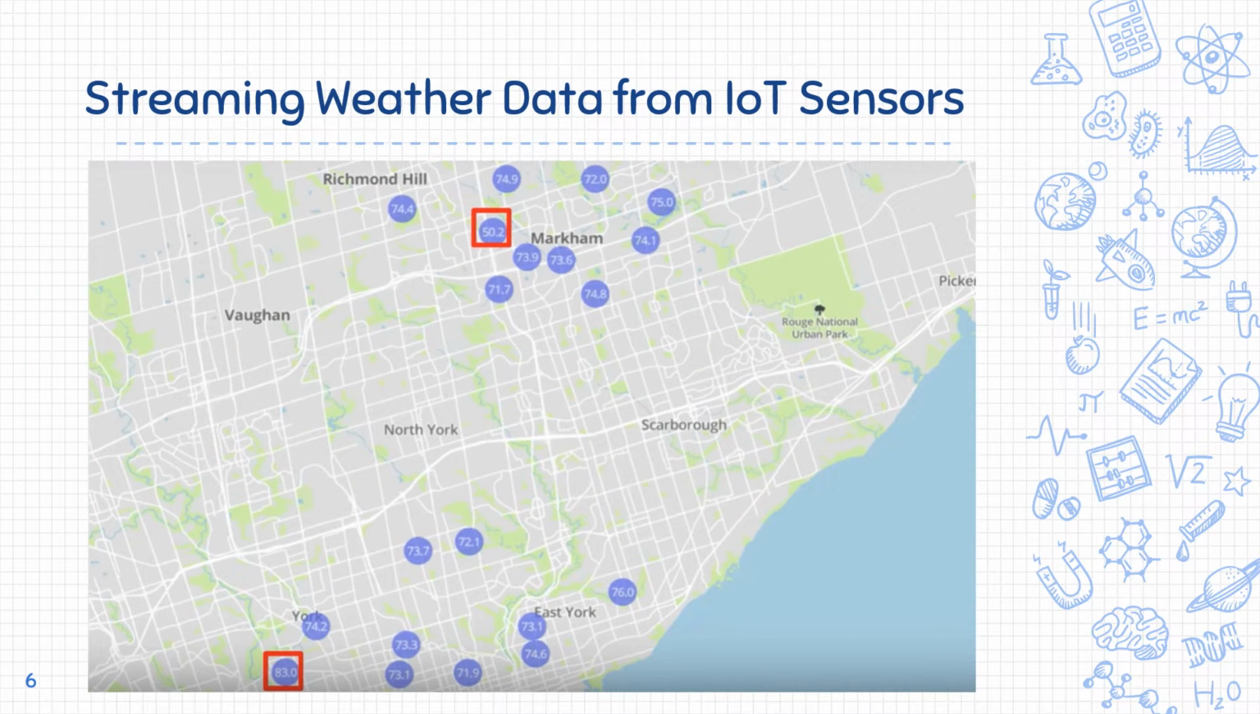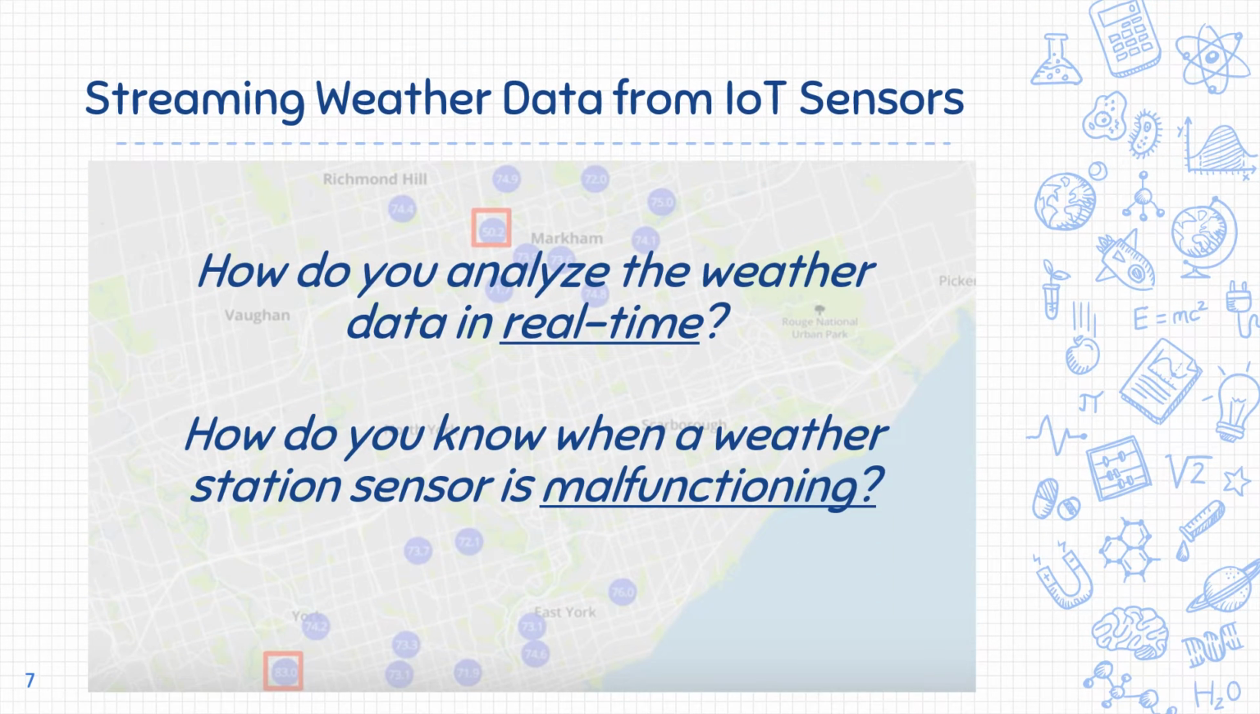Let's say you wanted to monitor weather in the GTA in real time using weather station IoT sensors. How do you analyze the real-time weather data? Even better, how do you know when a weather station is malfunctioning?